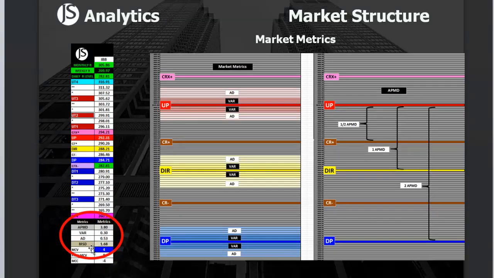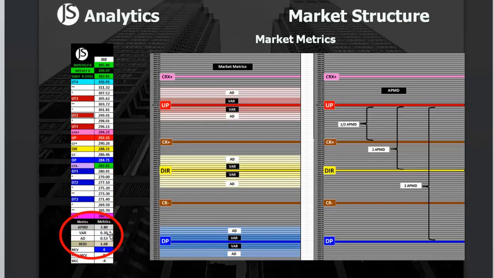These metrics can be found at the bottom of the sheet. We also have that average price map distance. That defines the price segment moves the market's trading in. And this is the daily analytics. We have the average price map distance at $3.80. The market's trading in $3.80 segments. So we're going to look for half of that on trades, a full APMD, and two APMDs. Those are kind of the standard metrics to look for opportunity.